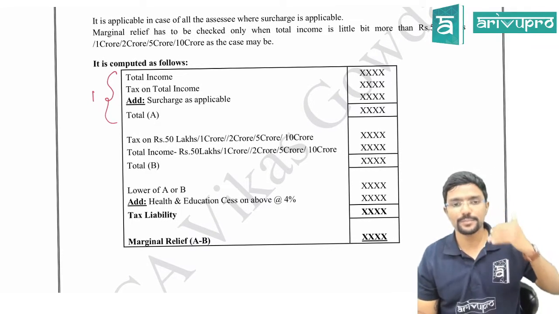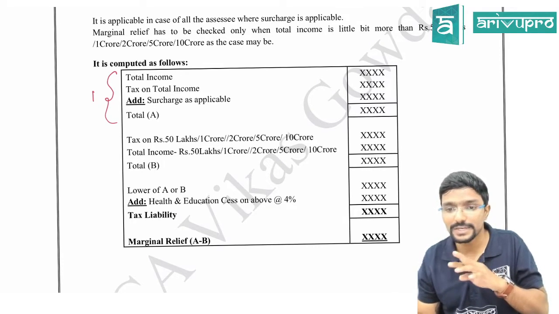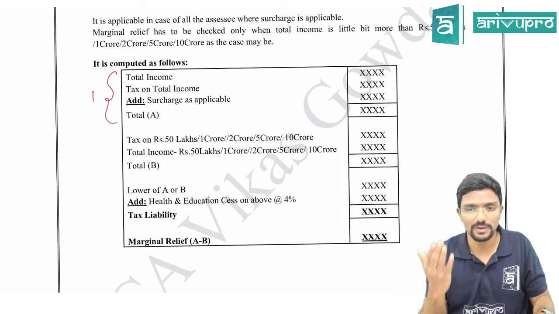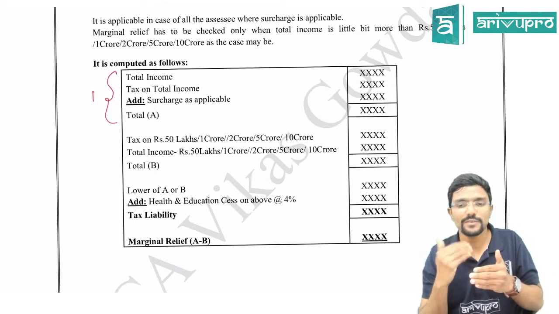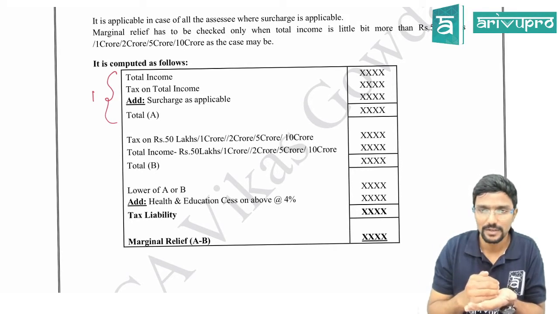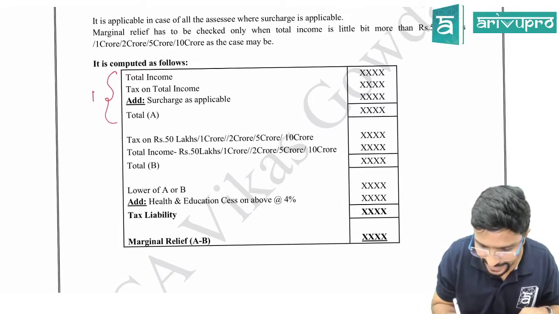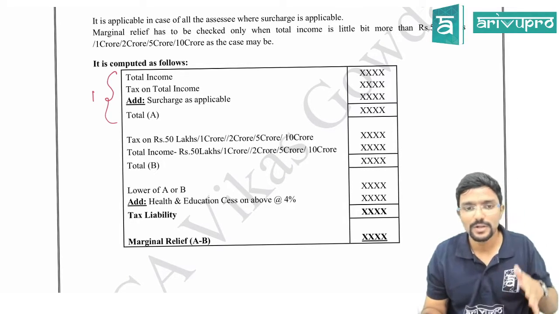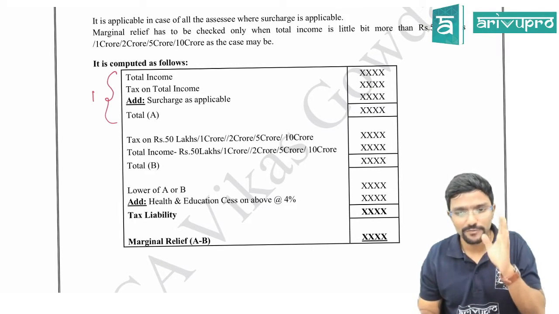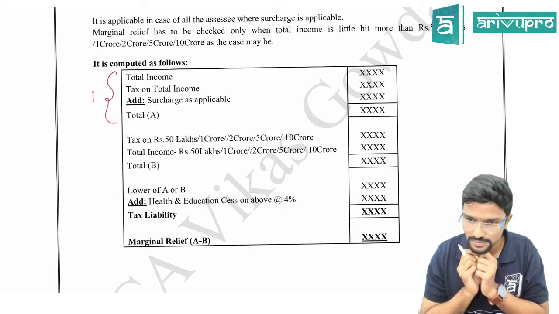Okay. Next, step 2. Tax on 50 lakhs or 1 crore or 2 crore or 5 crore or 10 crore. All things will not come in the same case. You see which limit you are crossing, whether your total income is more than 50 lakh or 1 crore or 2 crore. Assume your income is more than 50 lakh, so assume 50 lakh 20,000. So here how much will you take? Tax on 50 lakh. Next step, total income minus 50 lakh. So it will be 50 lakh 20,000 minus 50 lakh. It will be 20,000. Agree guys?